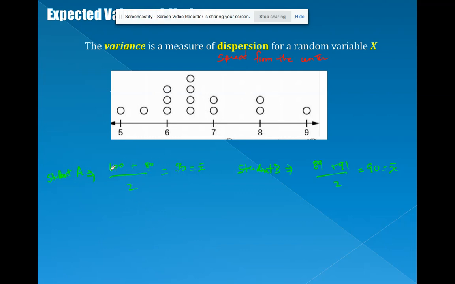90, 100 is 10 units above 90, and 80 is 10 units below. 89 is only 1 unit away from 90, and 91 is only 1. This is a cluster. This student is clustered around the mean. This student is spread out from the mean. Even though the measure of the central tendency is the same, their dispersion is different. I want a way to describe the dispersion from the distance from the mean, right?